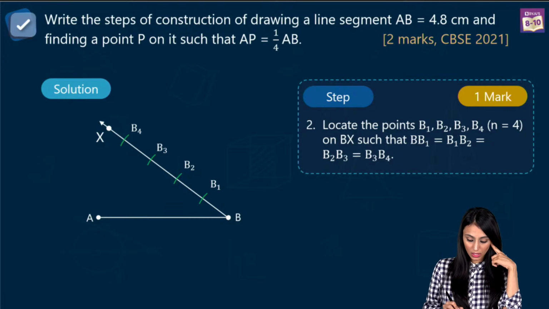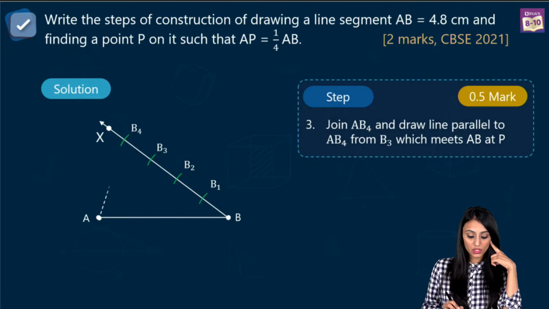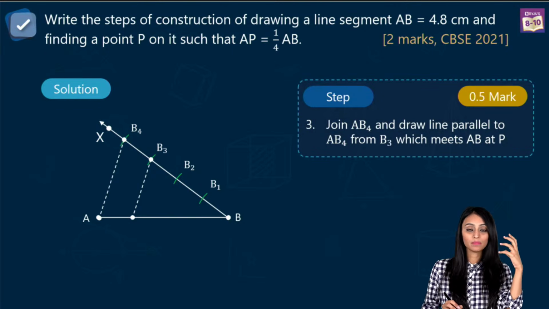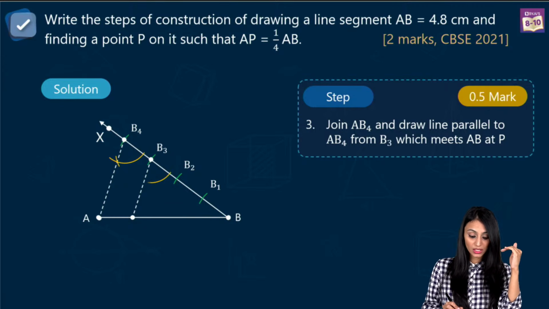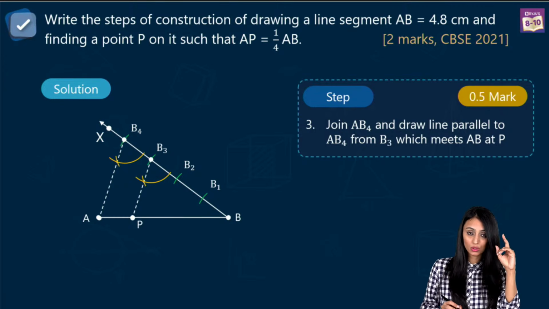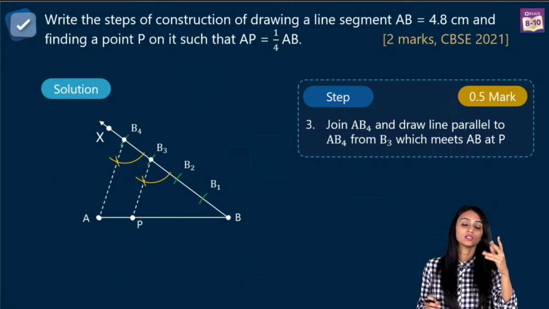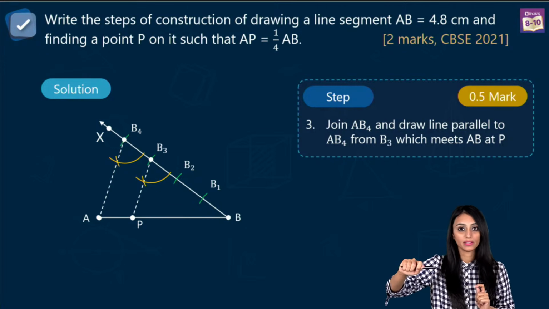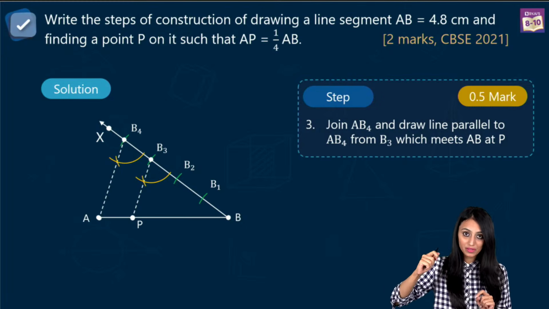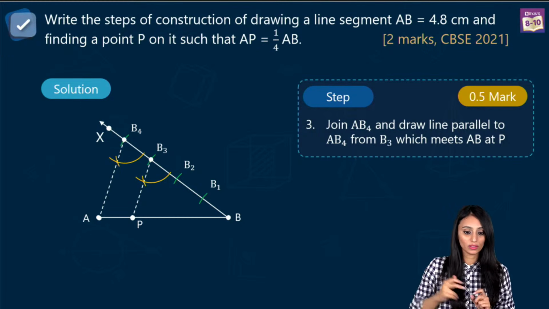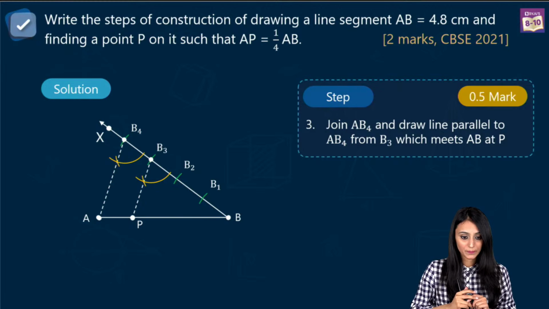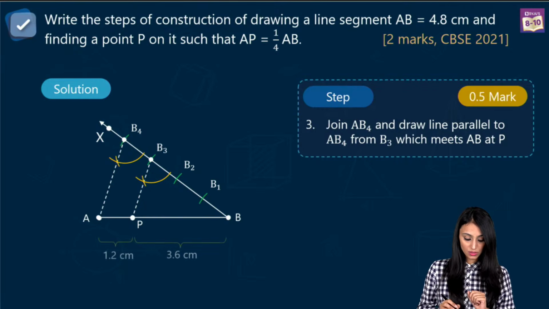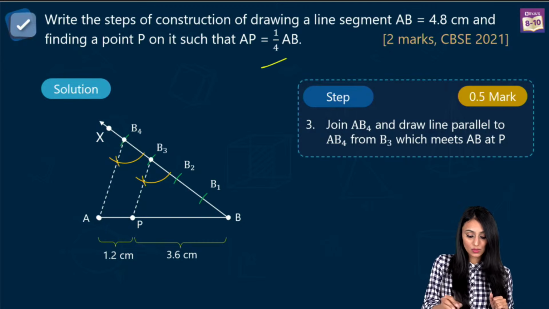Right. Now what we need to do here is simply we join AB4, and draw a line parallel to AB4 from B3, which meets AB at P, like this. And you'll be using the compass for this, right? Don't just make the parallel line. Sometimes I've seen students use a ruler and a pencil, they would draw the line by themselves. No, you have to use the compass, you have to put the arcs and then you join the lines. It has to be there. So this is 1.2 centimeter, this part is 3.6 centimeter. You can measure it once you draw it and you will get the entire length would be 4.8 and that's what we were supposed to prove here.